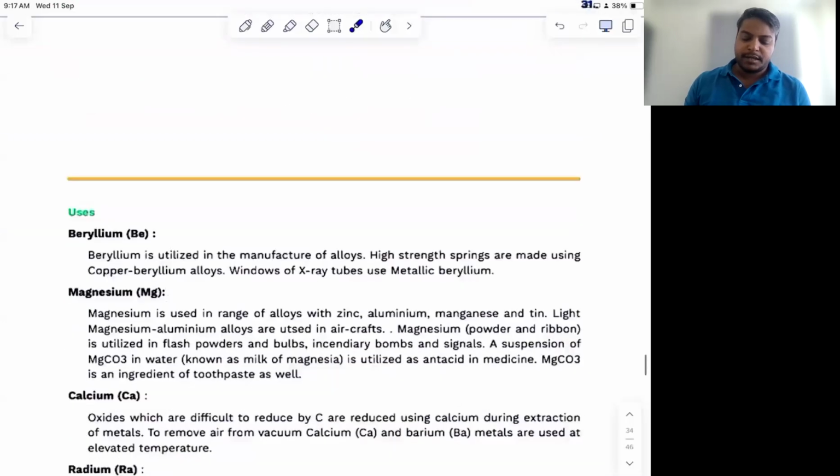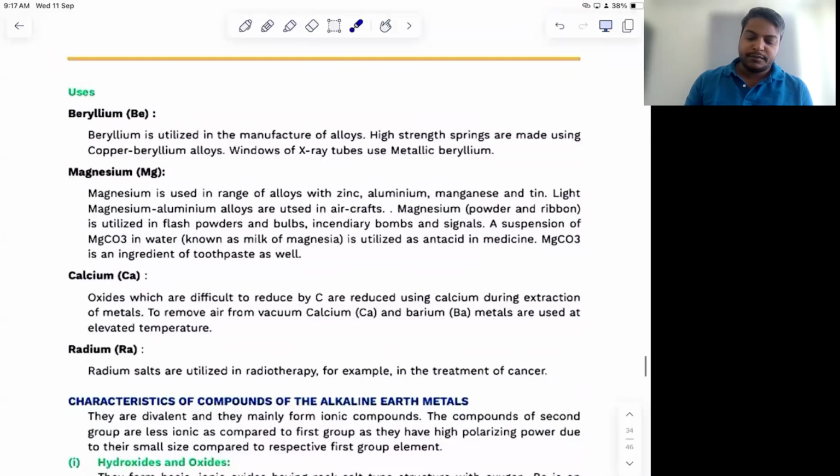Next, beryllium is mainly used in manufacturing of alloys. High strength copper beryllium alloys are made. Windows of X-ray tubes are made using metallic beryllium. Magnesium forms a range of alloys with zinc, aluminum, and tin. Okay, it will form magnesium aluminum alloys used in aircraft here.